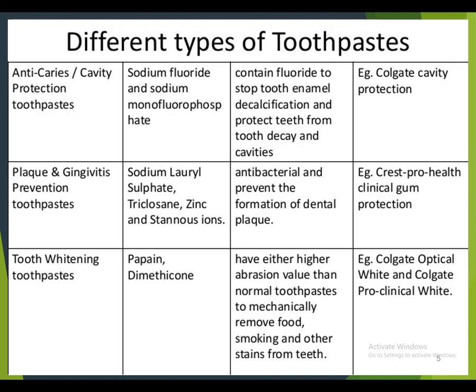Next type of toothpaste is tooth whitening toothpaste. These pastes contain papain and dimethicone. Tooth whitening toothpastes have a higher abrasion value than normal toothpaste to mechanically remove food, smoking, and other stains from teeth. Example of tooth whitening toothpaste is Colgate Optic White and Colgate Pro Clinical White toothpaste.